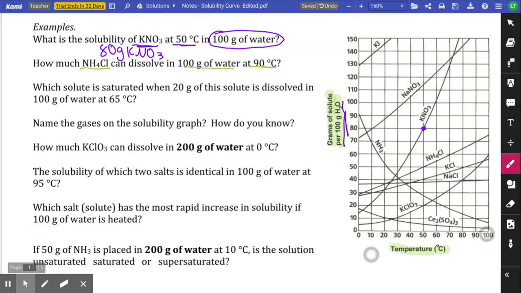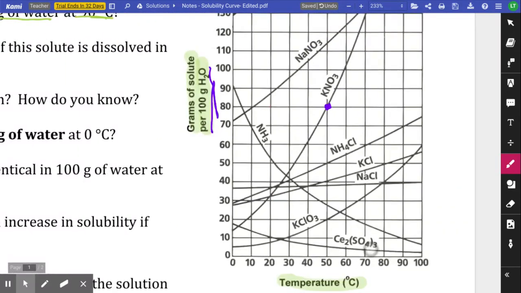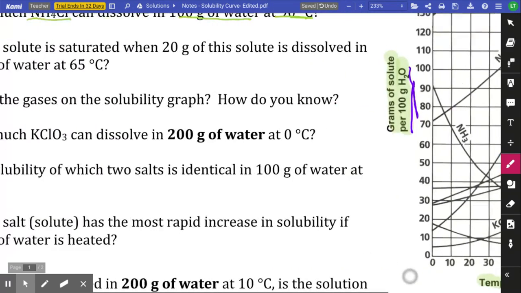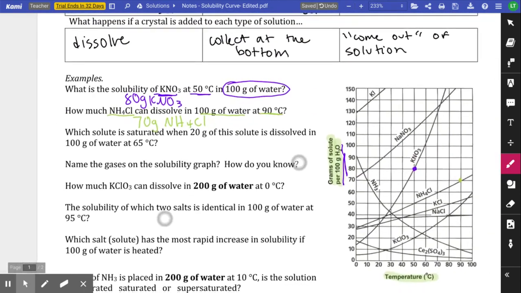All right, so now let's do NH4Cl. I'm going to zoom in on my graph again. I'm looking at 90 degrees Celsius, and I'm looking for NH4Cl. So at 90 degrees Celsius with NH4Cl, I can dissolve 70 grams. Again, just reading a graph here.